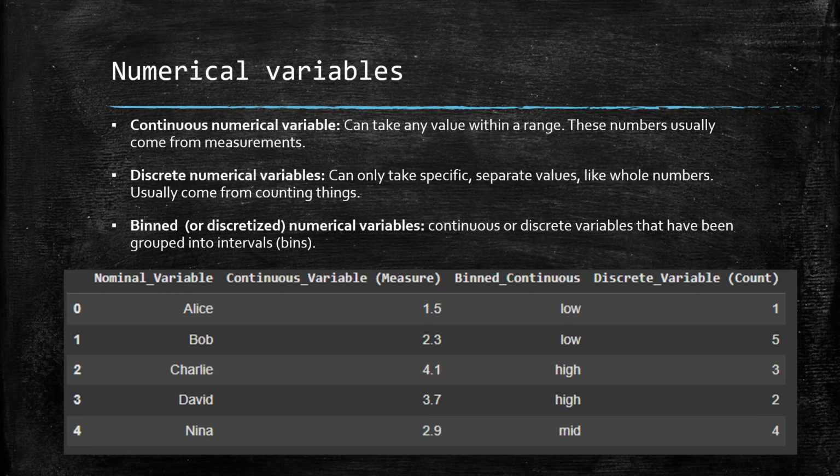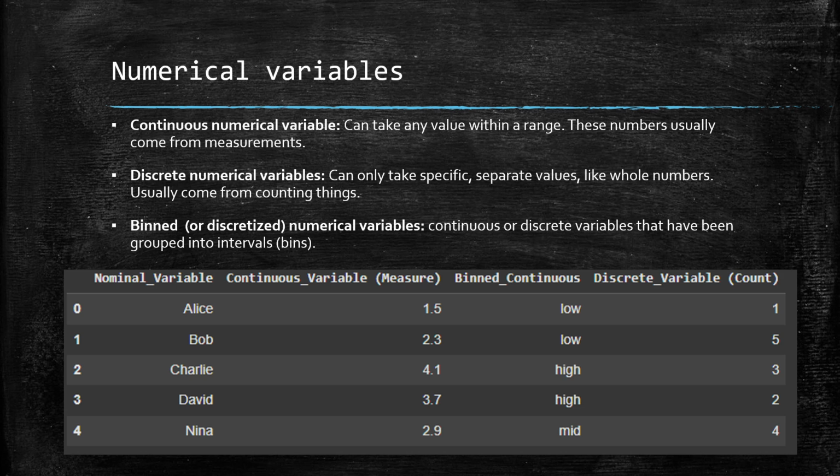Now, let's talk about numerical variables in more detail. We can subcategorize numerical variables into continuous and discrete. Continuous variables can take any value within a range. For example, height, temperature, or time. These values can be measured with high precision and often come from instruments or calculations. Discrete variables can only take specific, separate values, usually whole numbers. For example, the number of children in a family, the number of cars in a parking lot, or the number of times a website is visited.